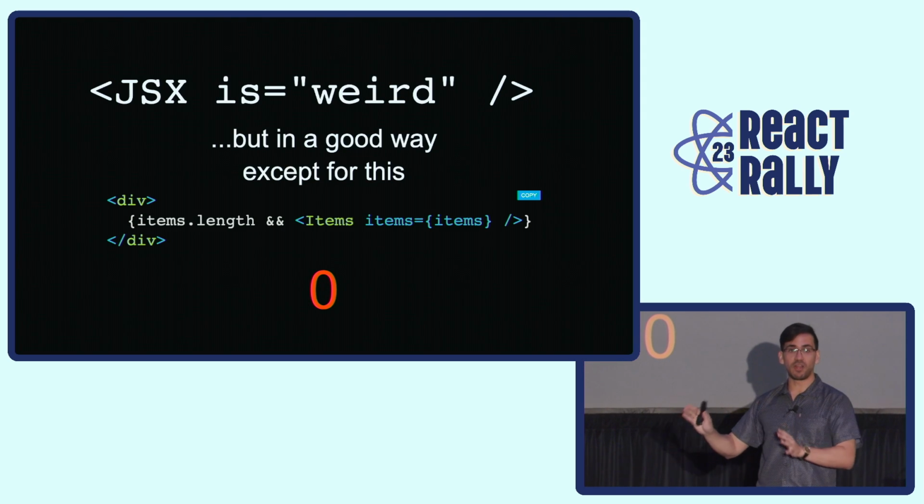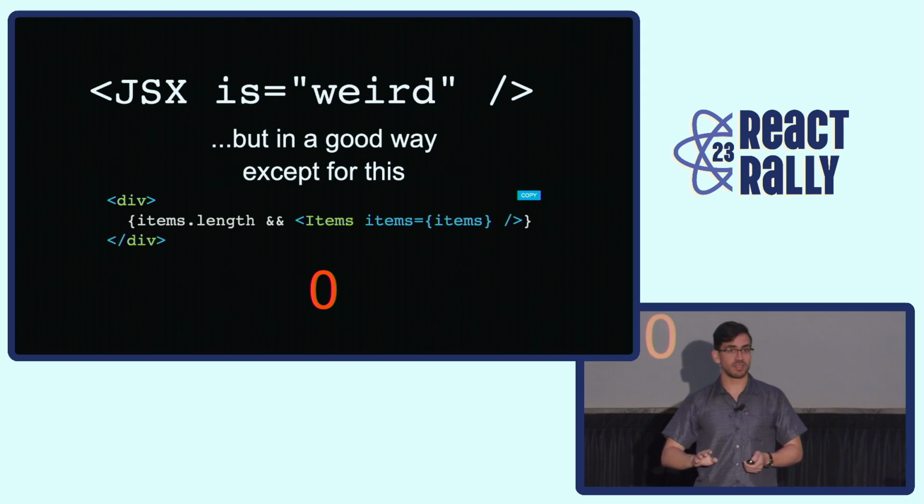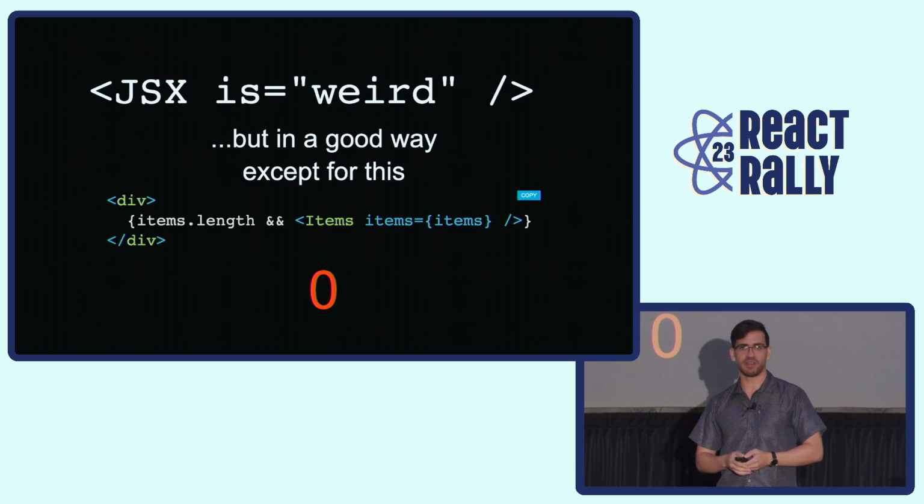It's one of those things that's really hard to debug because you're not going to notice until it's in production and you see a little 0 there. And you're like, what's that doing there? You know?